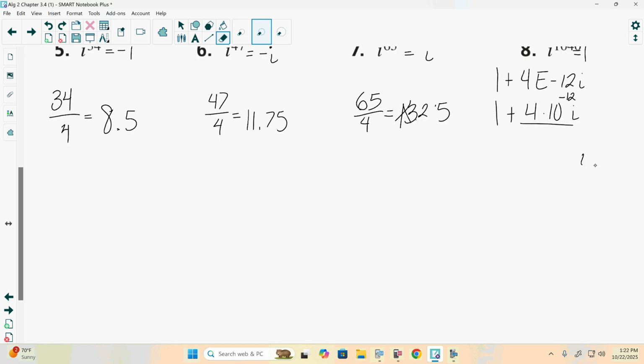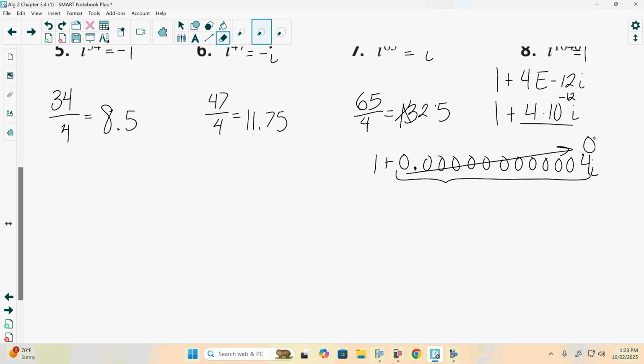This number here, you count the places: 1, 2, 3, 4, 5, 6, 7, 8, 9, 10, 11, 12. So it's really telling us that we have 1 plus this number here. Now, with higher powers of i, the graphing calculator actually uses the graphing feature to find out what the power of i is. This number here is so infinitesimally small. For us here, this is just 0.